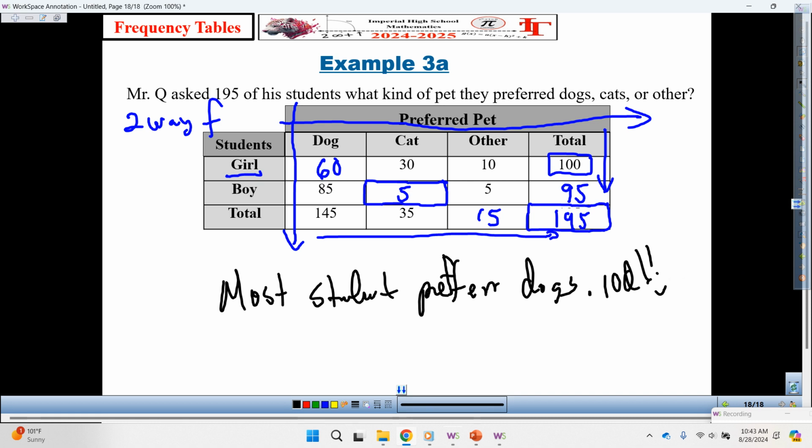So, students, from 1 to 5, how comfortable are you with a two-way frequency table? Yeah, we got this, right?